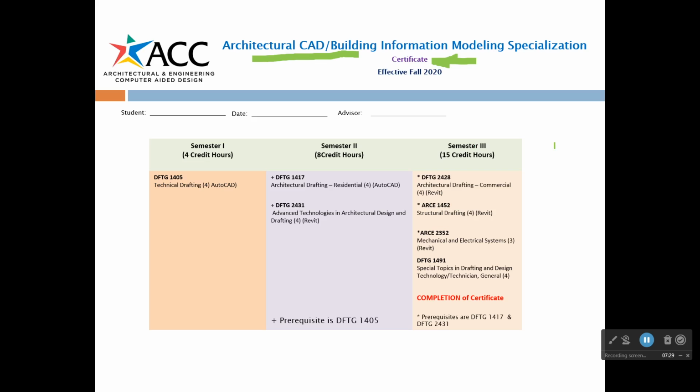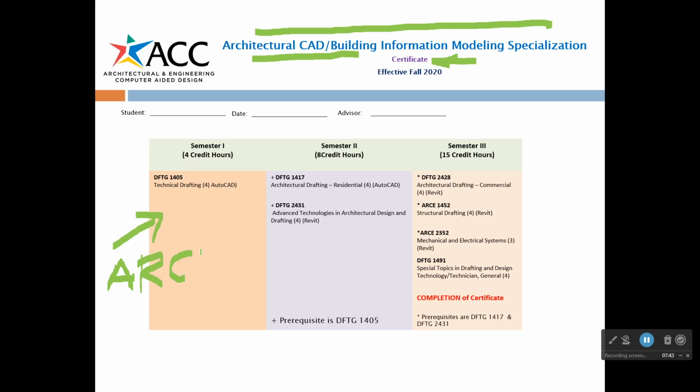So let me see. You'll notice that the Architectural CAD and BIM certificate does not contain any of those ARCHs. This certificate focuses purely on architectural CAD and architectural technical drawings, not basic architecture courses. So that's a part of the associate degree.